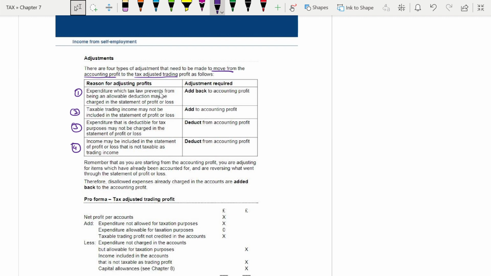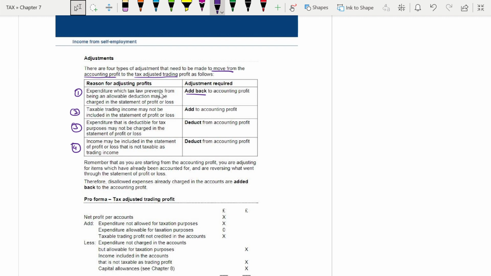Okay, tax, what will we do? If we see some cases where there will be exemptions, relief will be there. You are paying expenses, but relief will be given by the tax people. When relief is given by the tax people, we have to add it back to the accounting profit. Taxable trading income may not be included in the profit and loss account. We do not have any concept of taxable trading income in accounting.